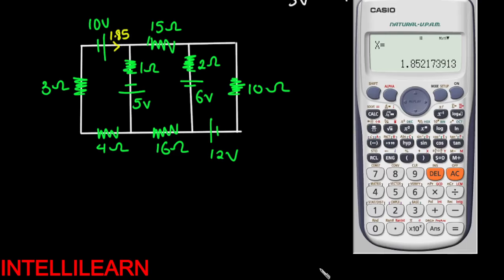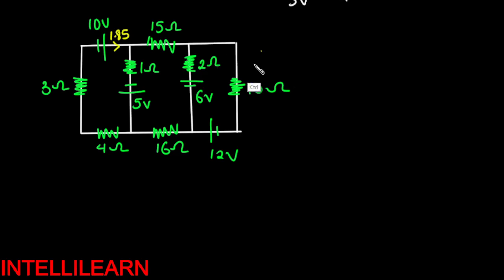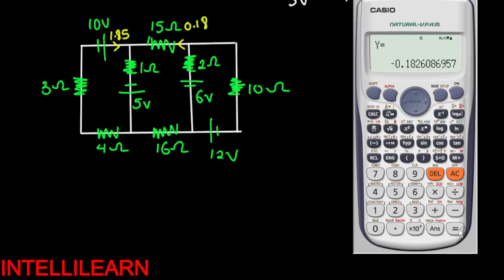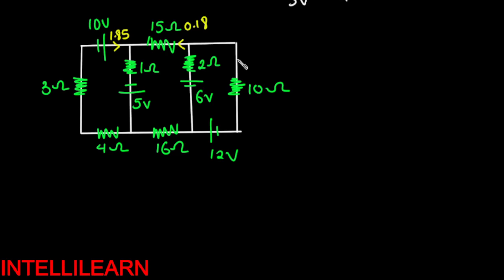The second current is minus 0.18. So I was going clockwise, right? So I will now go anti-clockwise. So to face this way, minus, that is what, 0.18. That's this current, 0.18. Now the last one is what, 1.47. And it is positive, that means it's still clockwise. 1.47. Look at that, I've gotten all the currents.